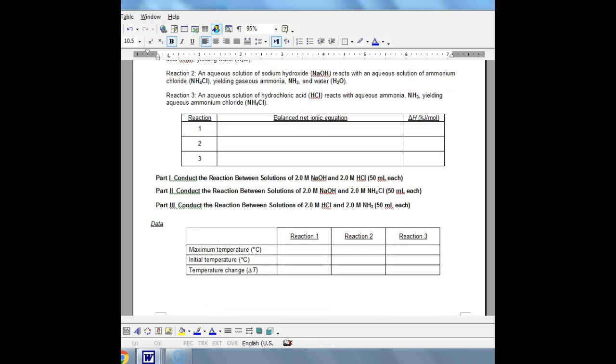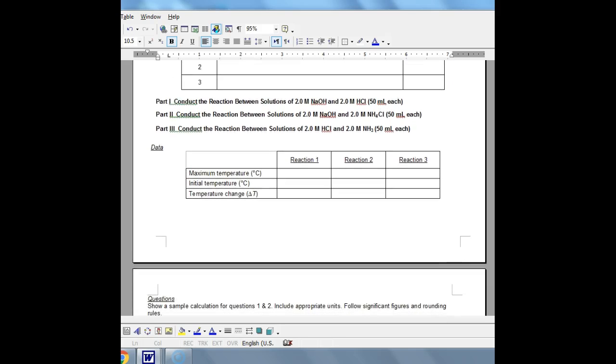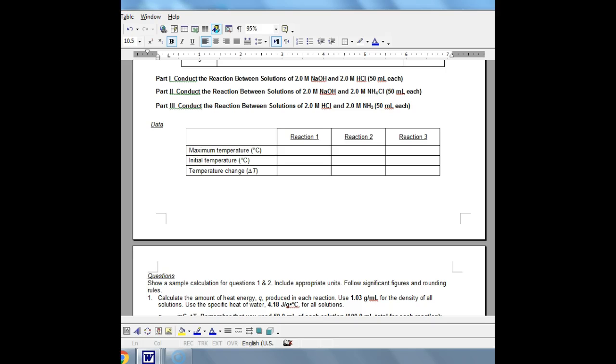Before I move on to the data, I just want to point out that I kind of summarized what y'all did. You did 3 reactions, one with the strong acid and strong base, sodium hydroxide, hydrochloric acid, one with a strong base and a salt, sodium hydroxide and ammonium chloride, and then finally the third one between hydrochloric acid and ammonia. All of the solutions were 2 molar, and they all contained 50 mils of each solution, so you had a total volume of 100 mils for your 3 reactions.